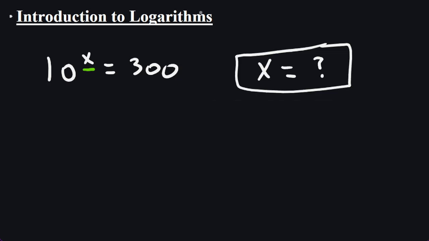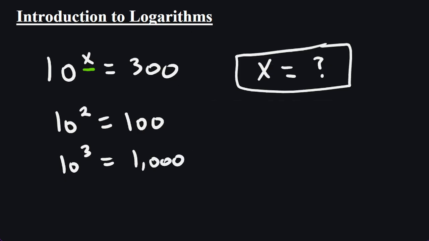Well, you might notice that 10 to the power of 2 is 100, and 10 to the power of 3 is 1000. So we know that 300 is between 100 and 1000. So x must be between 2 and 3. It's some number between 2 and 3, but we don't know exactly what. So how do we find that out? Well, that's where logarithms come in.